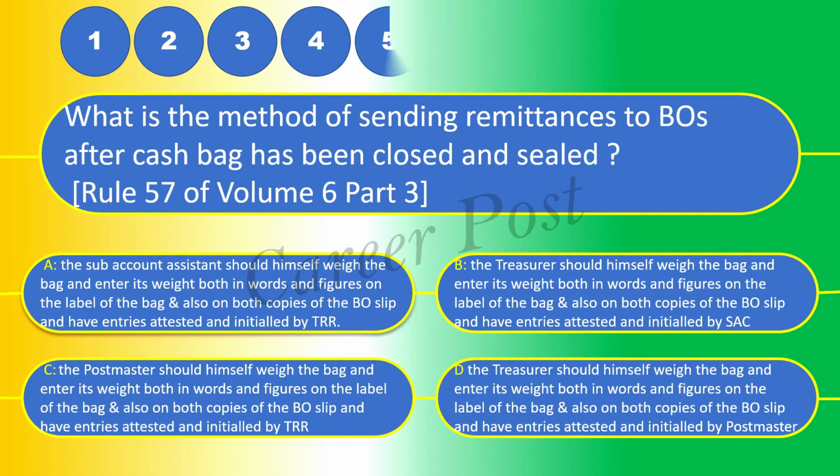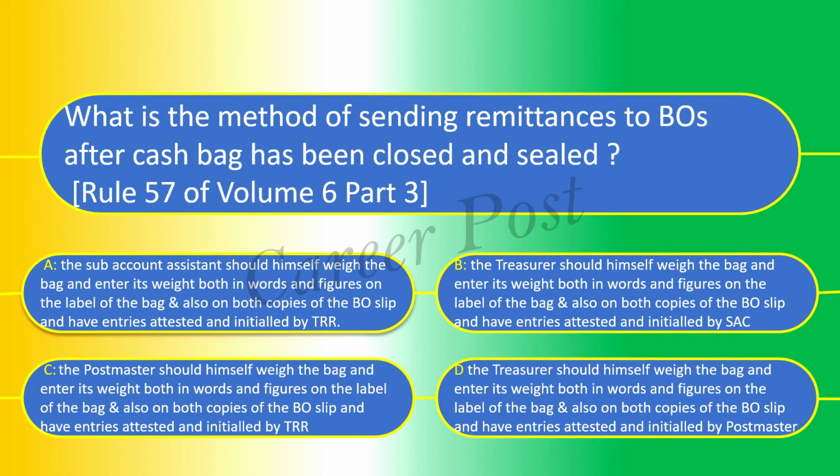Once the cash bag is closed and sealed, who will sign the BO slip on both original and duplicate? That is the question here. The answer is A. That means the sub-account assistant will weigh the bag and enter the weight in words and figures on the label, and also on both copies of the BO slip, with the entries attested and initialed by the treasurer. The treasurer will initial the amount of cash sent on the BO slip.